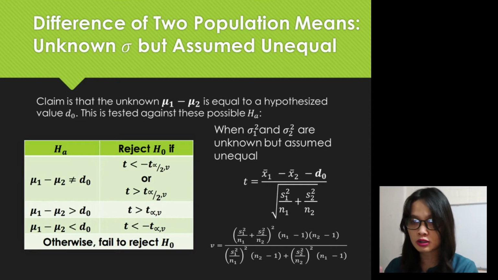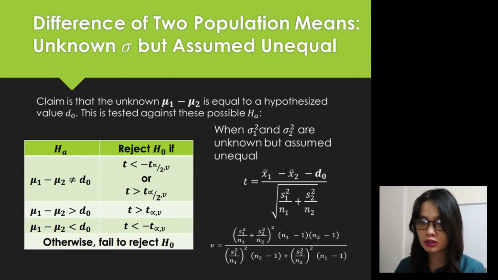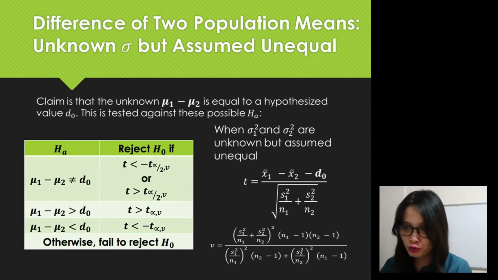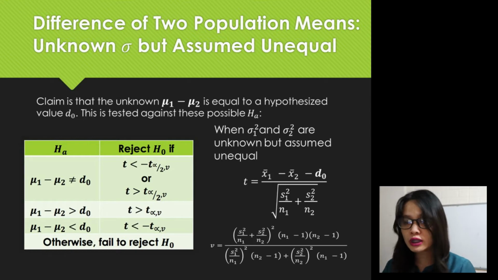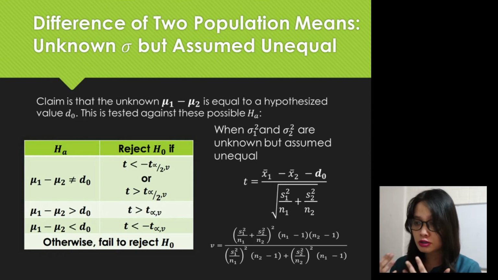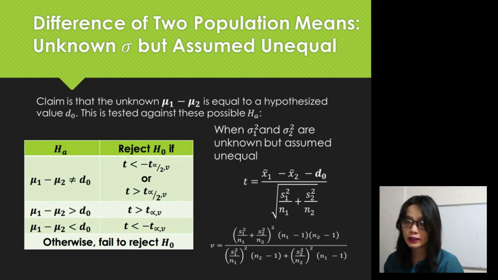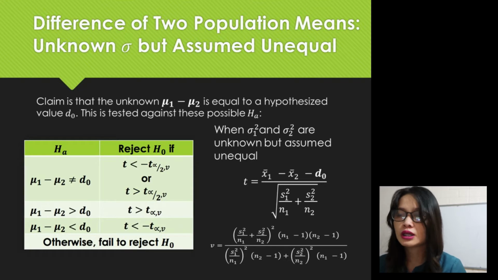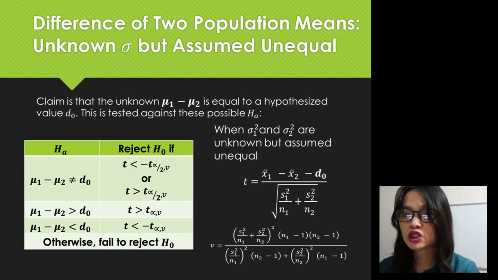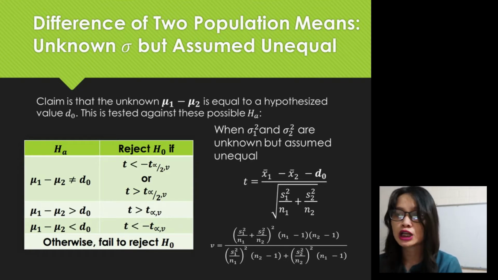So that will be the variance of the sample over the sample size plus the variance of the second sample over the second sample size, squared, all over the variance of the sample divided by n sub 1, raised to 2, multiplied by n sub 1 minus 1, plus the variance of the sample divided by n sub 2, raised to 2, multiplied by n sub 2 minus 1. Take note, you will be using these formulas if the standard deviation of the population is not given but assumed unequal. So let's proceed now to the given example.